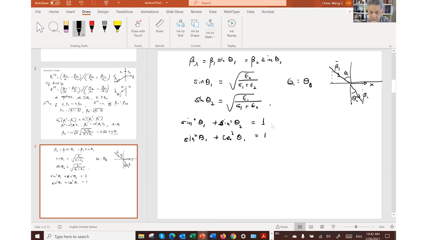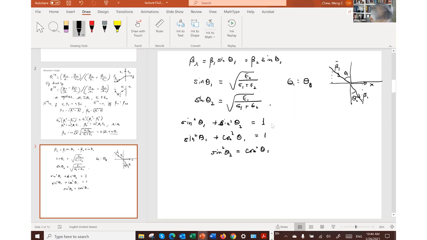Probably these are known since Pythagoras' time. Okay, so now if you were to subtract these two equations, you will get the fact that sine squared theta 2 is equal to cosine squared theta 1. Or maybe I can just say that this sine squared theta 2 must be equal to cosine squared theta 1, if I were either to eyeball them or to subtract them and arrive at this equation.